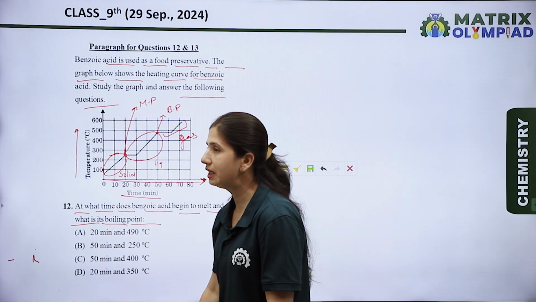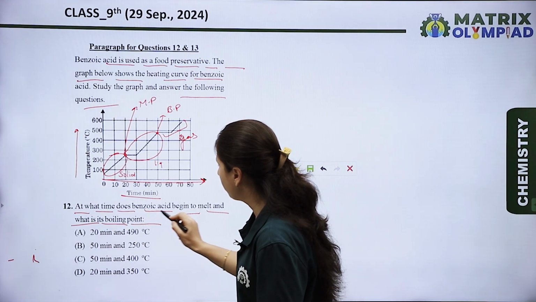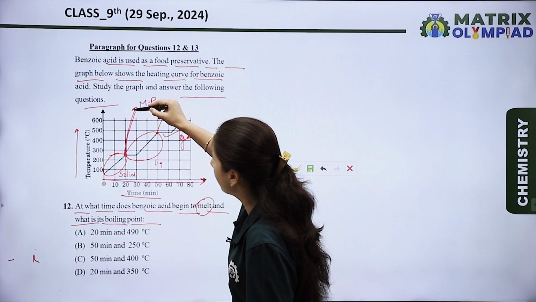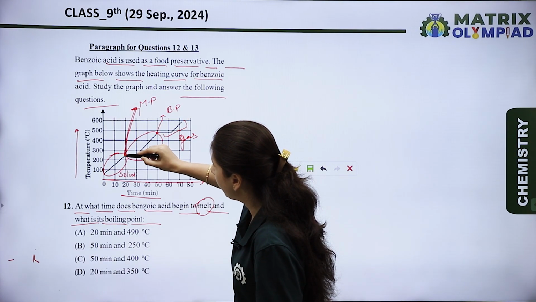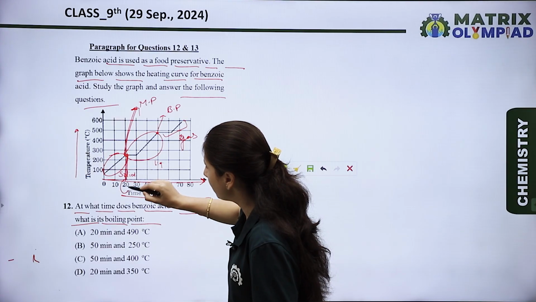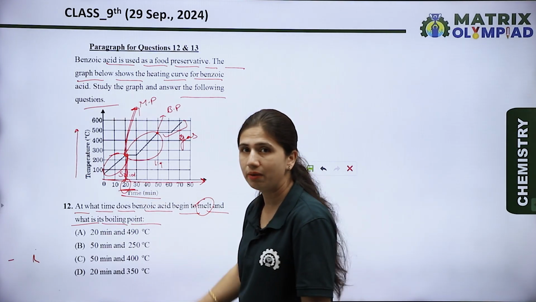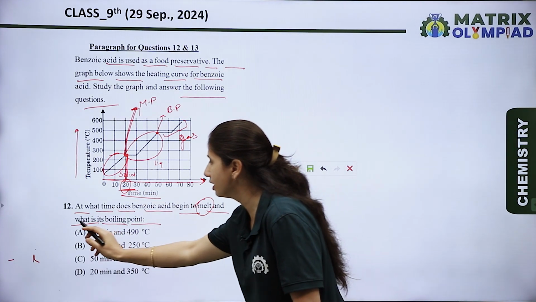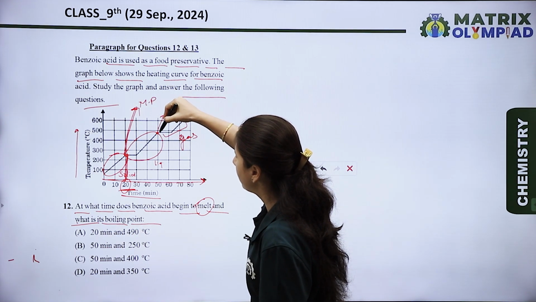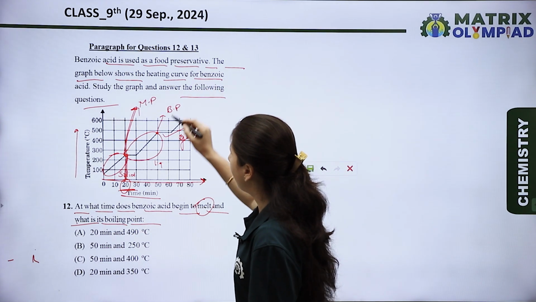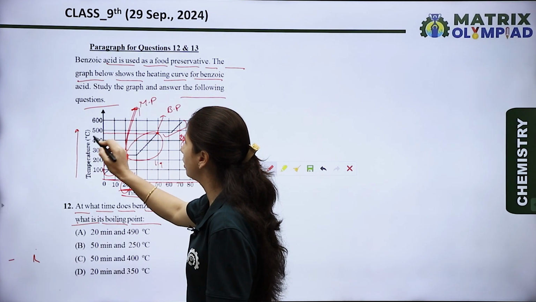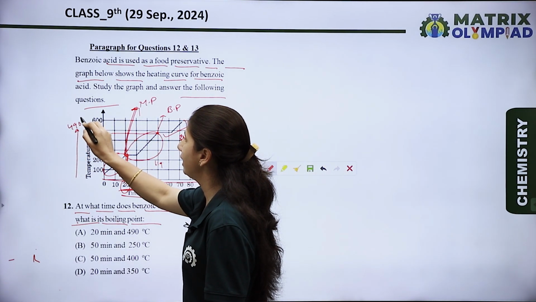So the question is: at what time does benzoic acid begin to melt and what is its boiling point? Okay, now let's see carefully. At what time does benzoic acid begin to melt? So here is the melting point, and according to that, the time is 20 minutes. The remaining question is what is its boiling point. Now we can say at this point it starts to boil, at around 50 minutes, and if we look at the temperature, it is around 490 degrees.